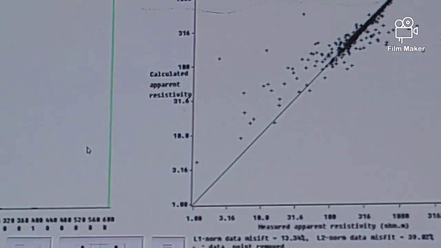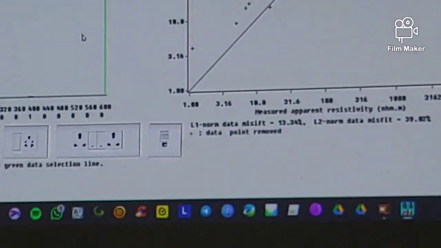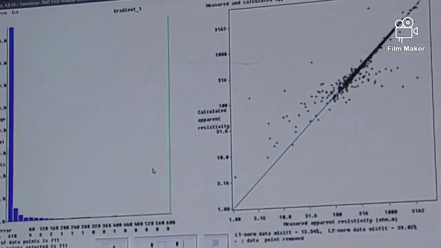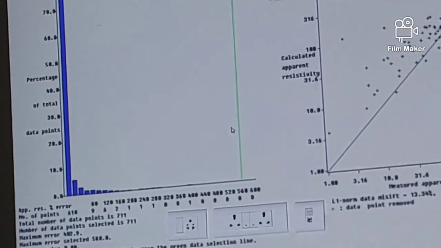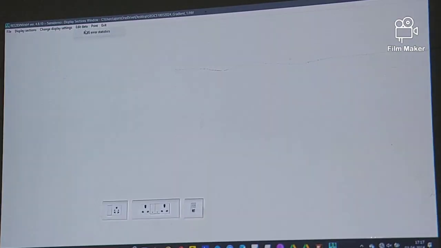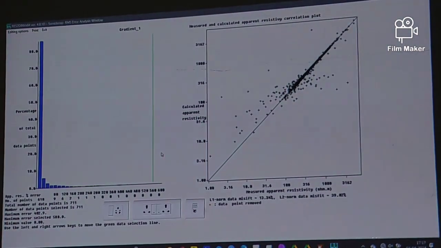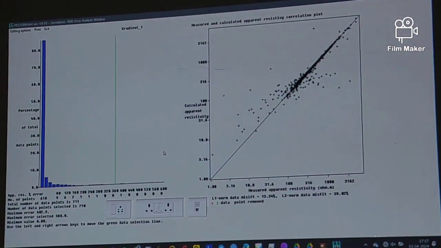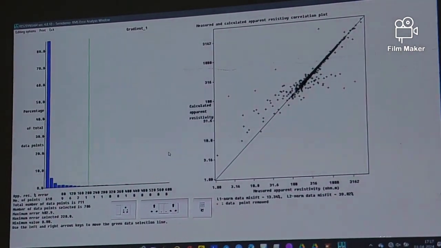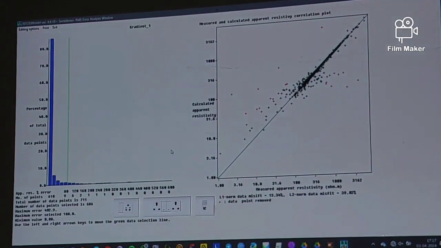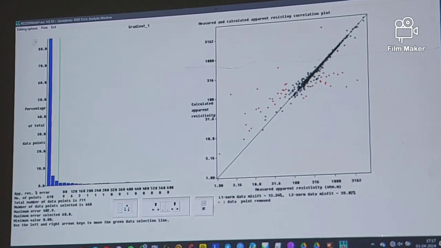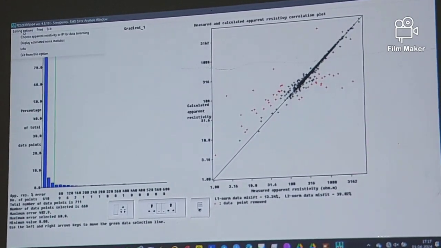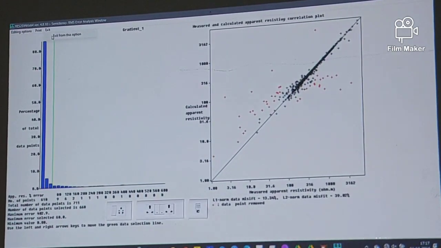The crossplot graph is between calculated apparent resistivity versus measured apparent resistivity, and another graph denotes how many points have how much percentage error, or how many points are selected and tested.